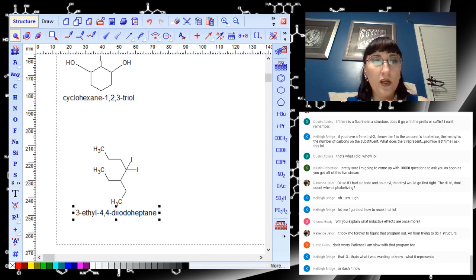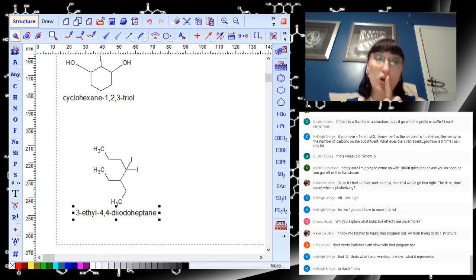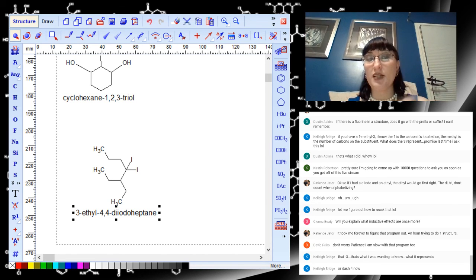Okay, so I have 3-ethyl. That means that on carbon 3, there is an ethyl group coming off. Then it has 4,4-diiodo. That means on carbons 4 and 4, meaning the same carbon, there are 2 iodines, and the heptane is the parent chain.